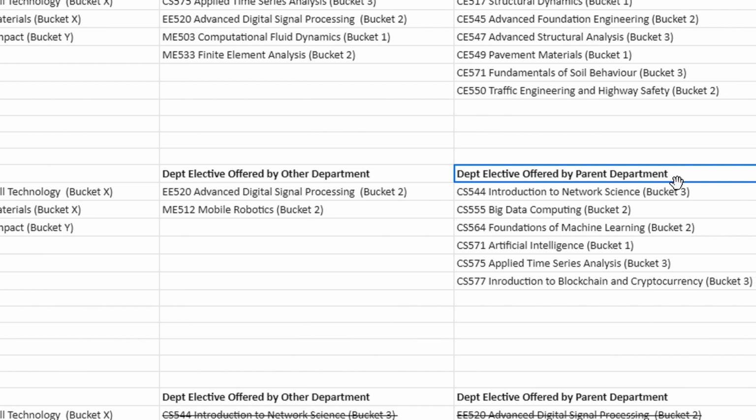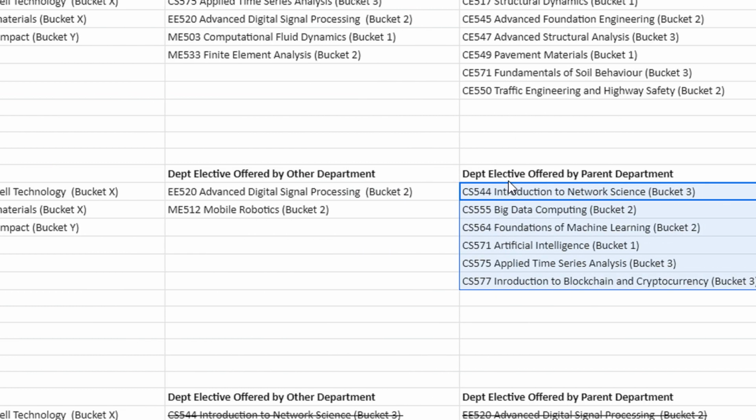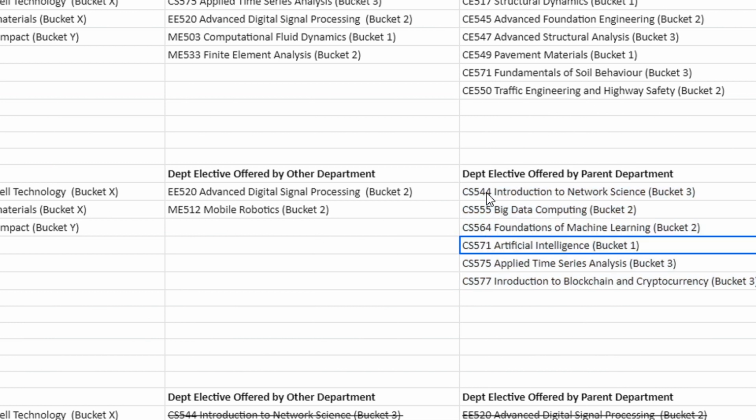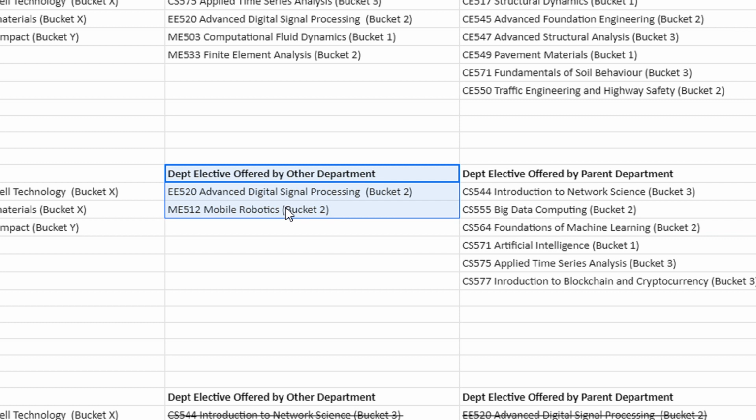How do you read this? Department electives offered by the parent department will have all the departmental codes, right? So this is a CS branch, and CS has a branch code of CS. You can see all the subjects are CS, CS, CS, CS. These are also elective subjects offered to the CS branch, but not by the CS department. So you can see it will have all non-CSE codes, like EE and ME, and similarly for other departments.